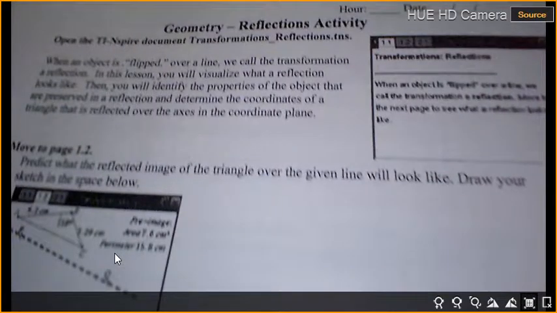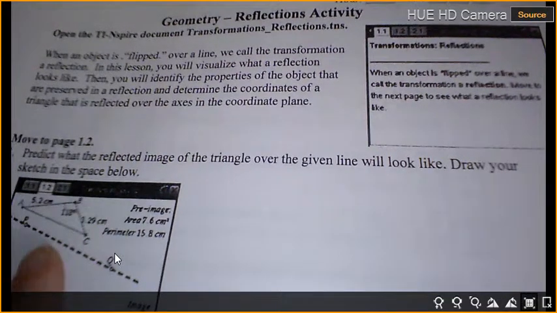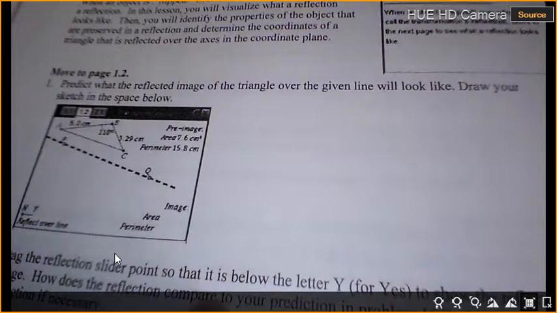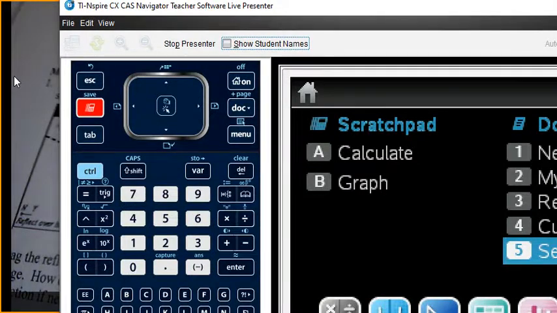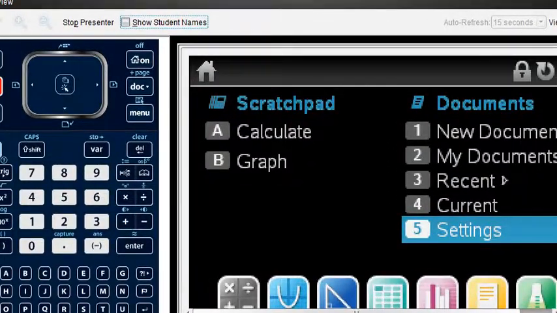We're going to predict what the reflection image of this triangle over the given line will look like and draw your sketch in the place below. And then you're going to drag the reflection slider point. So let's look at this. If we go to our calculator activity, okay, and I'm going to try to move this inside here as best I can.